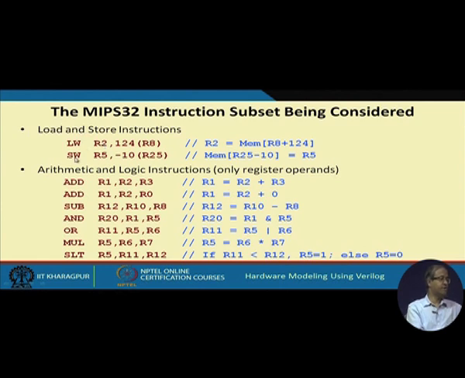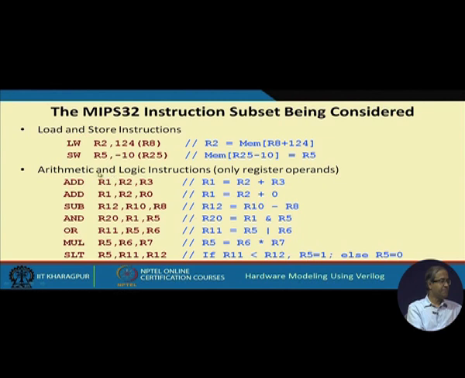Similarly, store word is the reverse. The value of register R5 will be stored in a memory location, where in the same way the content of register R25 has -10 added to it. These numbers will be represented in 2's complement signed form. This we will see later.